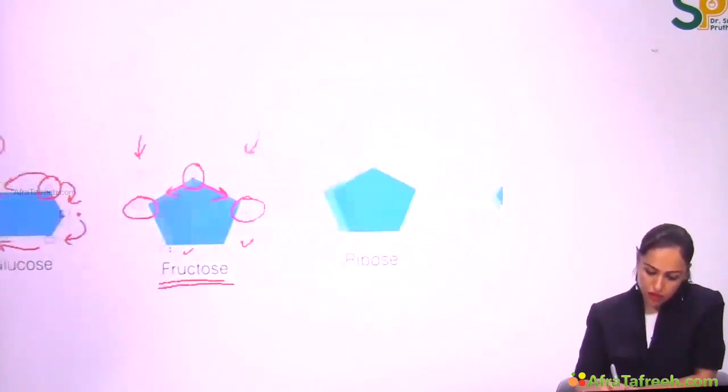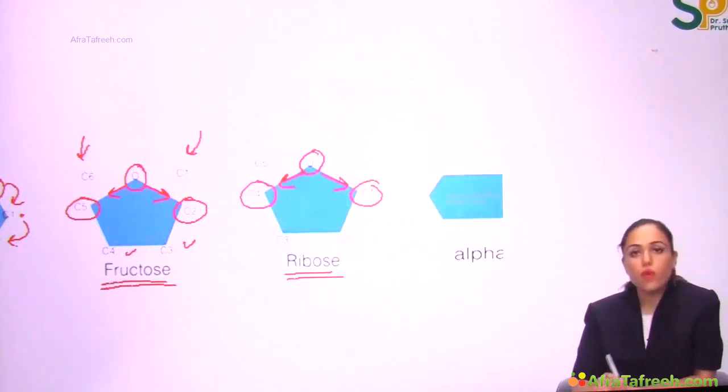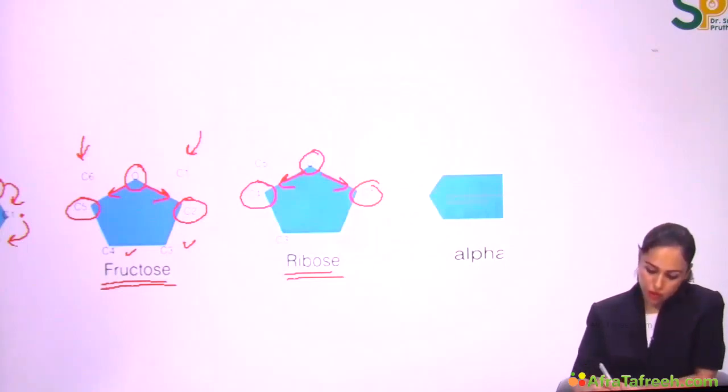And similarly, ribose is also furanose and oxygen is shared between C1 and C4 now, C1 aldehyde, C4 second last carbon, right? This is ribose.